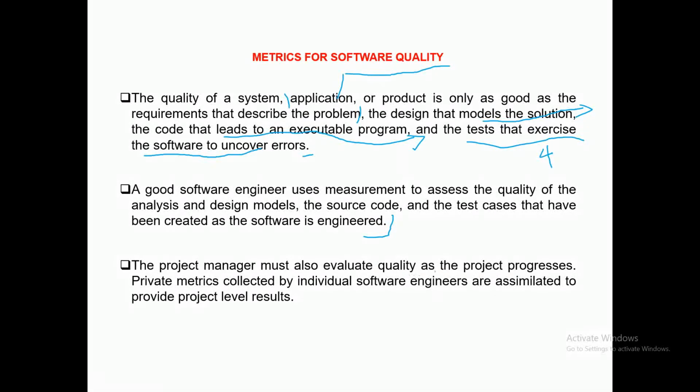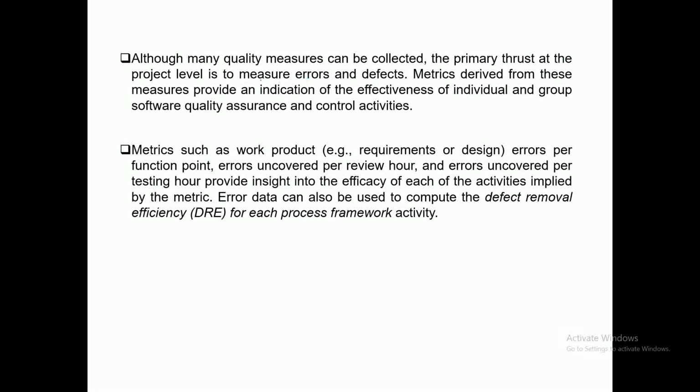The project manager must also evaluate quality as the project progresses. Private metrics collected by individual software engineers are assimilated to provide project level results. Although many quality measures can be collected, the primary thrust at project level is to ensure errors and defects. Simple errors and defects. How many errors and defects do you uncover early in the project development stage? Metrics derived from these measures provide an indication of the effectiveness of individual and group software quality assurance and control activities. So errors and defects, these are the 2 metrics. On the basis of these 2 parameters, the performance of an individual and the performance of a group can be evaluated.